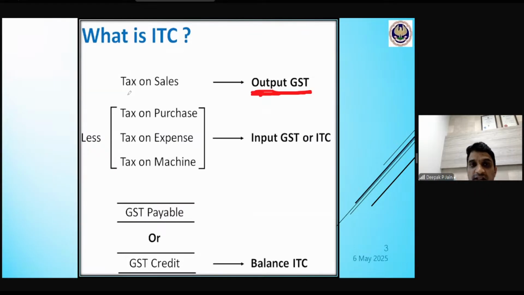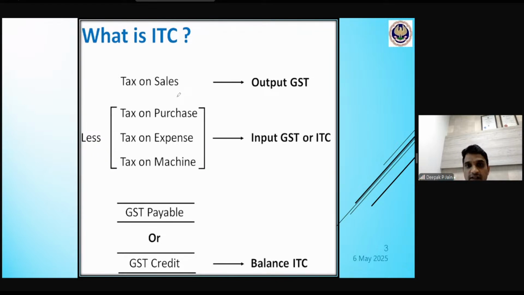Whatever sales you make, except exempt sales and zero rated sales, on all other sales you have to pay GST. Correct. Zero rated will include exports and supplies to SEZ. So there are two kinds of sales which you make on which you don't pay GST. One is called exempt supply, that is when you're making supplies which are exempted. The word itself says exempted. On that exempt supply, you don't have to pay GST.